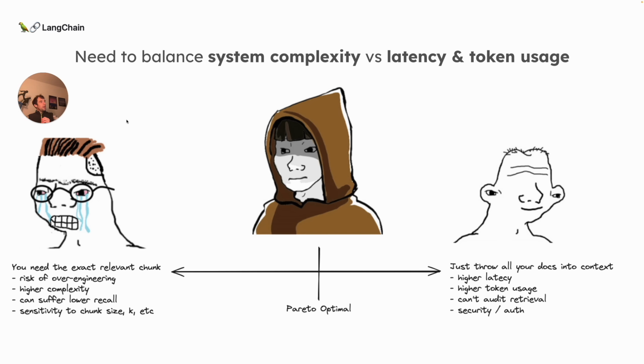But on the flip side, I think just throwing all your docs into context probably will also not be the preferred approach. You'll suffer higher latency, higher token usage. I should note that today, a 100,000 token GPT-4 call is like $1 per generation. I spent a lot of money on LangChain's account on that multi-needle analysis. I don't want to tell Harrison how much I spent. So it's not good, right? You can't audit retrieval. And security and authentication are issues if, for example, you need different users to have different access to certain retrieved documents or chunks. In the context stuffing case, you can't manage security as easily. So there's probably some Pareto optimal regime here in the middle.